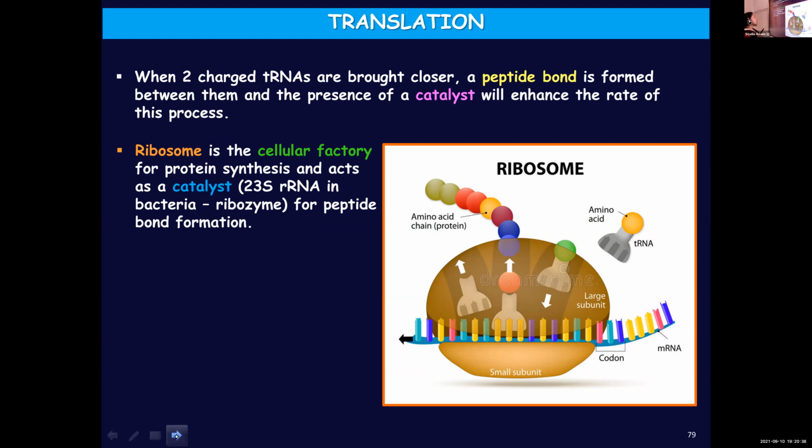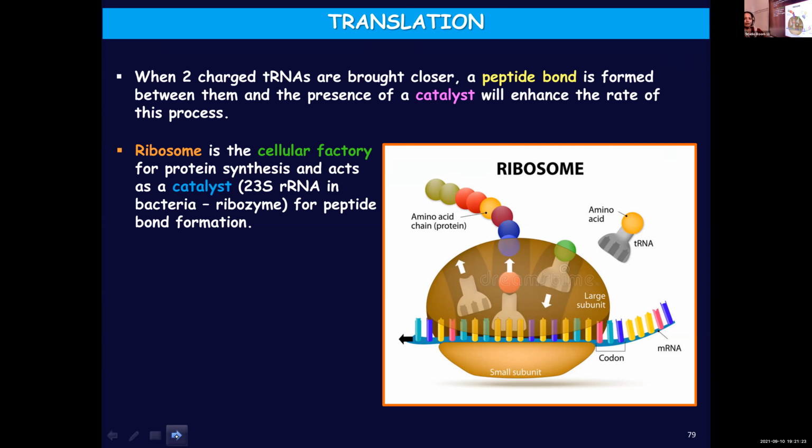Now next is ribosome. You had learned in class 11 and even in class 9 about ribosomes. They are the sites of protein synthesis, or else you can say the cellular factory for protein synthesis. Protein synthesis takes place in the ribosome, and they even act as a catalyst. In bacteria, 23S ribosomal RNA, that is ribozyme, is present, or the ribosome can act as a catalyst too, and they act as a site for protein synthesis. So they will catalyze the peptide bond formation and the protein synthesis.